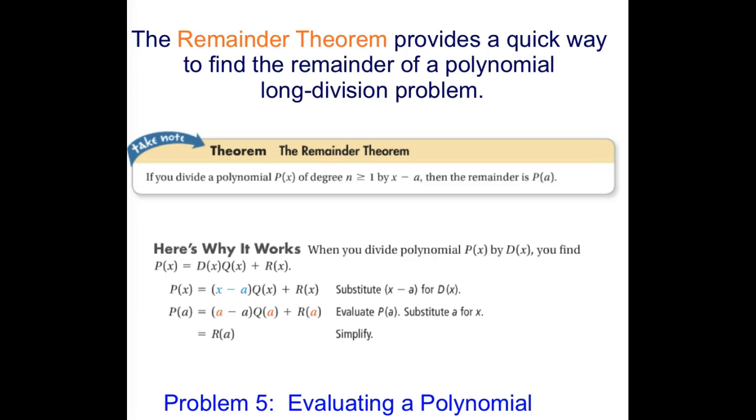The last piece uses something called the remainder theorem. It says if you divide a polynomial p of x of degree 1 or higher by a linear expression x minus a, then the remainder is equal to p of a. Now, what does that mean?